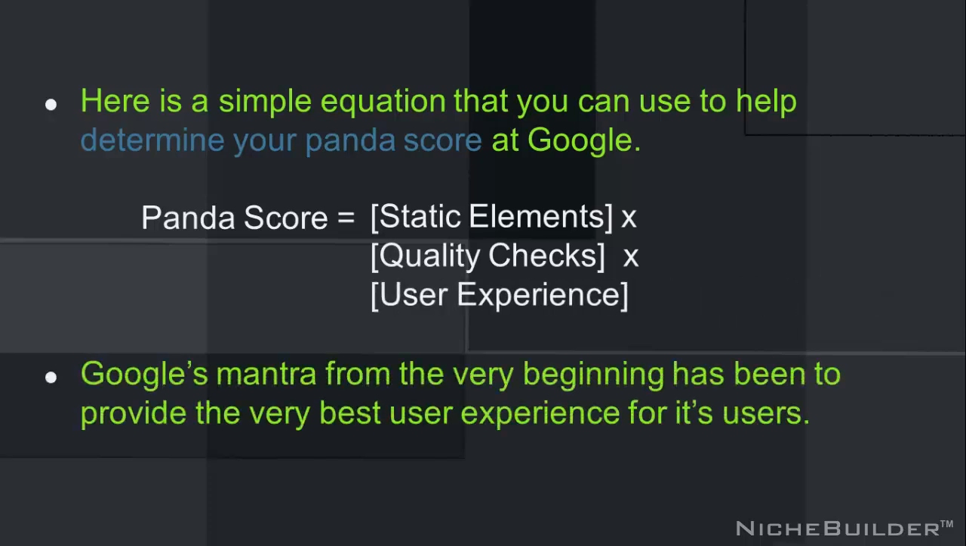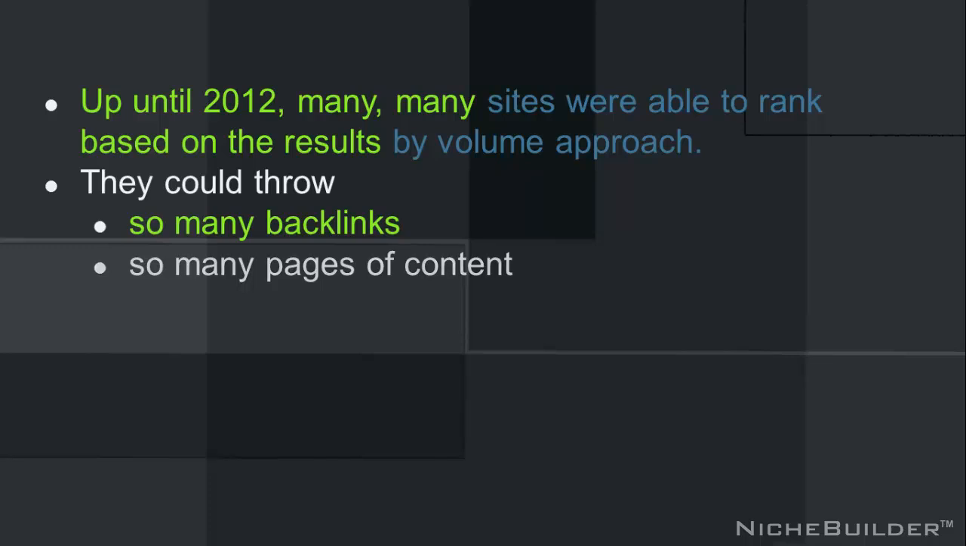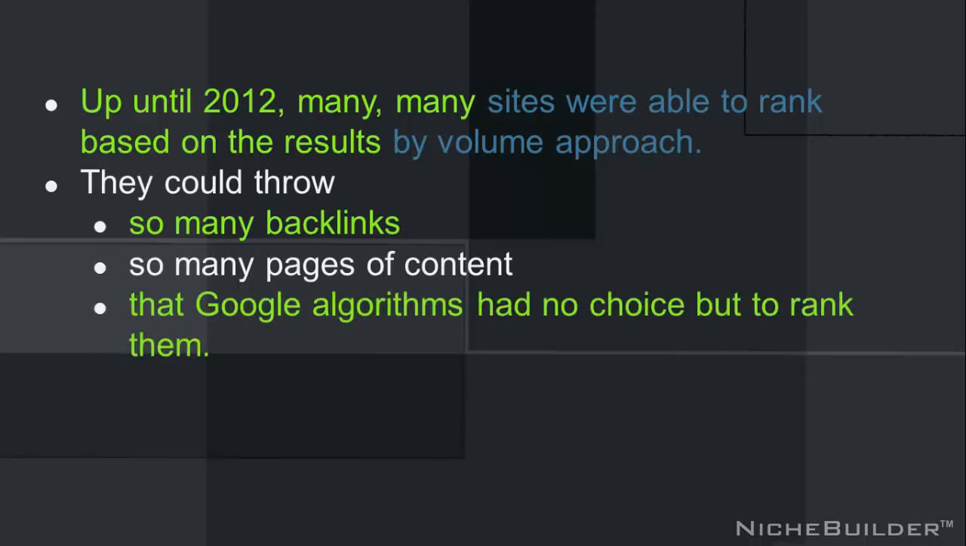Google's mantra from the very beginning has been to provide the very best user experience for its users. Up until 2012, many sites were able to rank based on the results by volume approach. What that means is they could throw up so many backlinks and so many pages of content that Google's algorithms really didn't have a choice but to rank them.